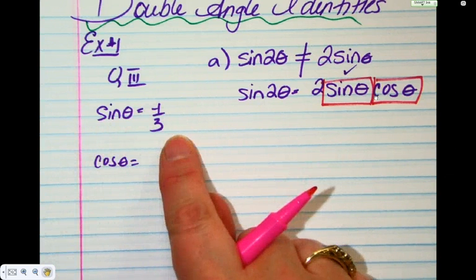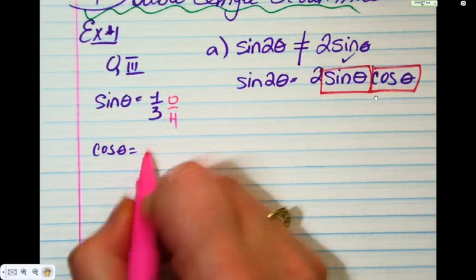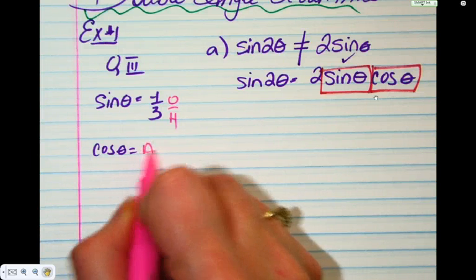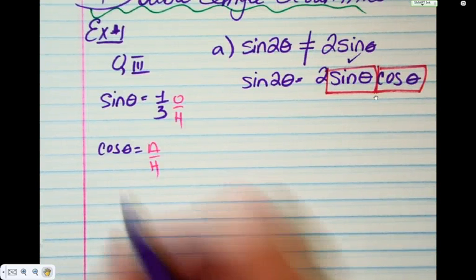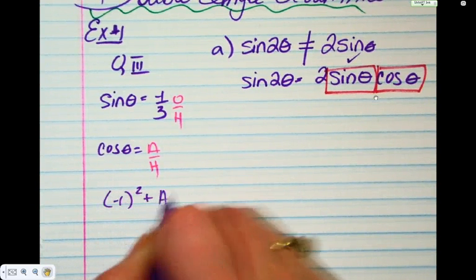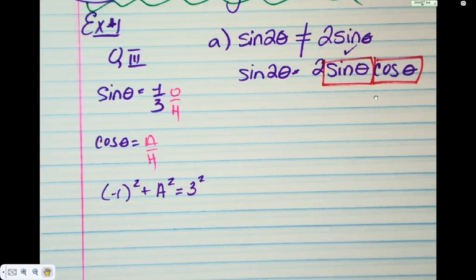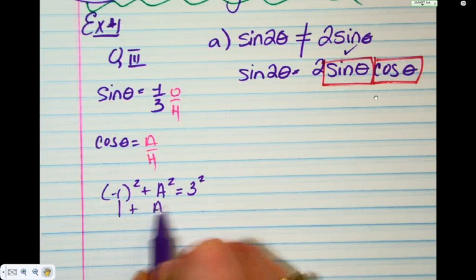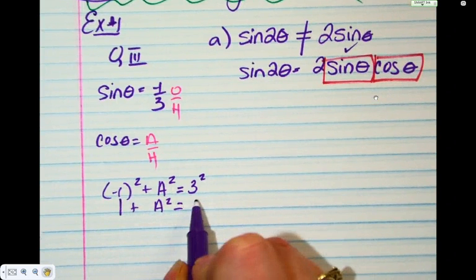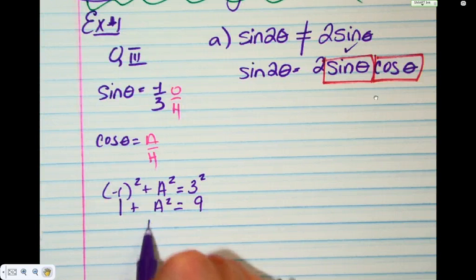Sine is what side over what side? What do I need for cos? Is it a Pythagorean triple, or do I need to do some work? Need to do some work. 1 and 3 is not a Pythagorean triple. So we need to figure out what negative 1 squared plus a squared equals 3 squared. Negative 1 squared, 1. 3 squared, 9.